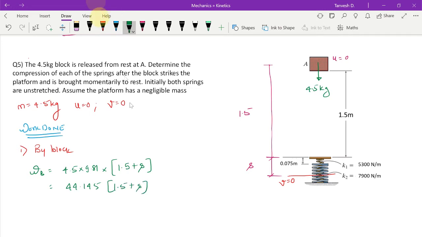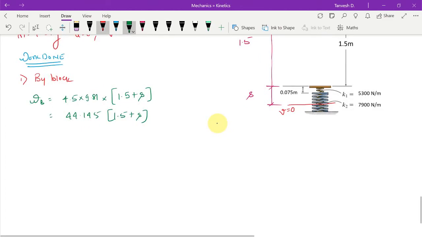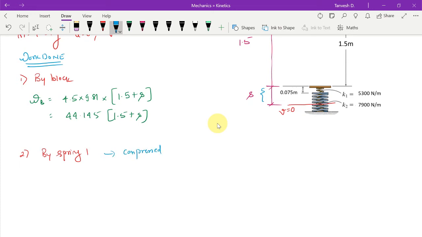Then the second work that is done is by the spring. So I'll say by spring 1, and spring 1 gets compressed by how much? It gets compressed by S, by distance S meters, we would say. So here in the unstretched position, S1 is equal to 0, S2 will be equal to S. Okay, S1 is 0, S2 is equal to S.